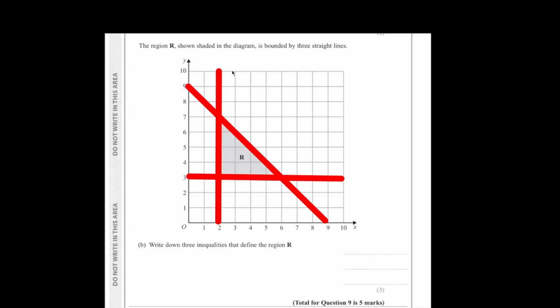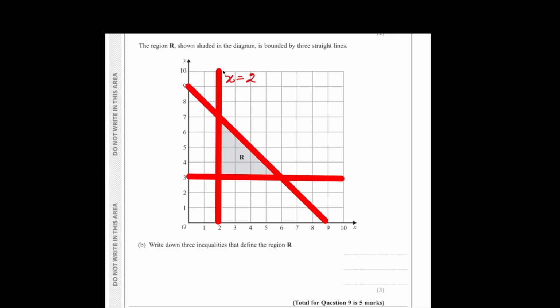This line passes through the x-axis at 2. Therefore, the equation of this one is x equals 2. This line passes through the y-axis at 3, and it is parallel to the x-axis. So there are 3 major types of straight lines you gotta know: x equals any number, y equals any number, and y equals mx plus c type.